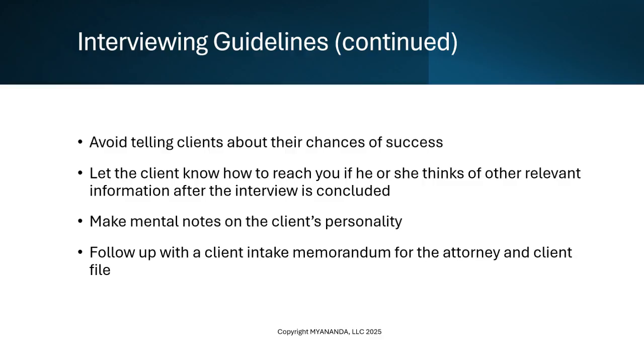Avoid telling the clients about their chances of success, and let them know how to reach you if they think that there's other relevant information. You may have a client portal you'll explain how to use, on the internet where they go into an app. You may prefer email. You may have an encryption that you want them to use for all email. Whatever that is, you can explain to them how to reach you, how to send you information.